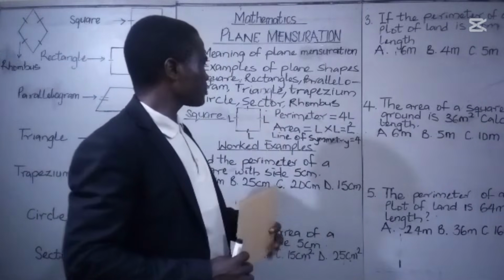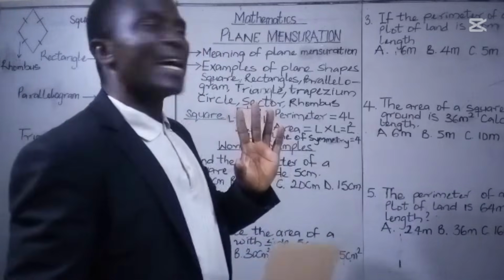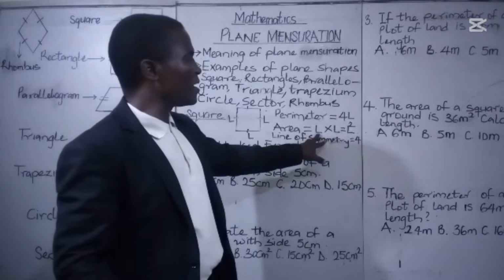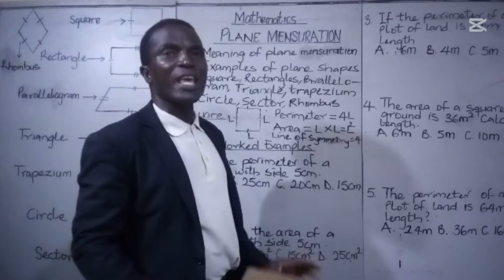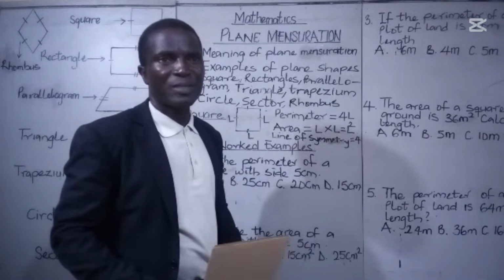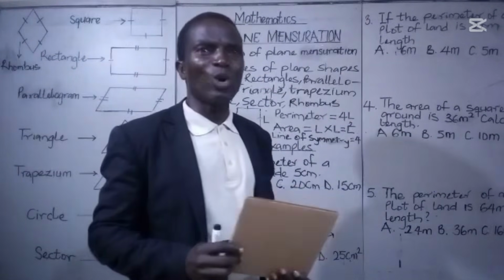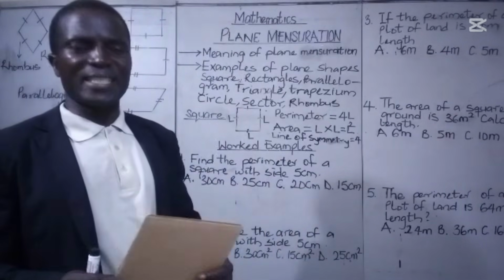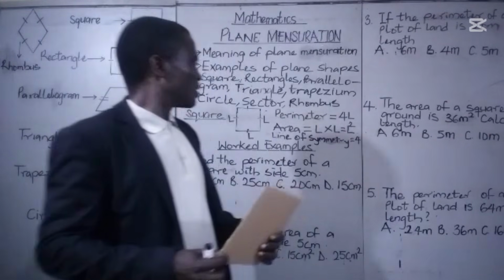Then we also talk about the area of a square. The area of a square is the product of 2 sides, any 2 sides, that is length times length, and that gives us L squared. Now let's talk about the line of symmetry. A square has 4 lines of symmetry. When we say line of symmetry, we mean a line that shares the shape into 2 equal parts.